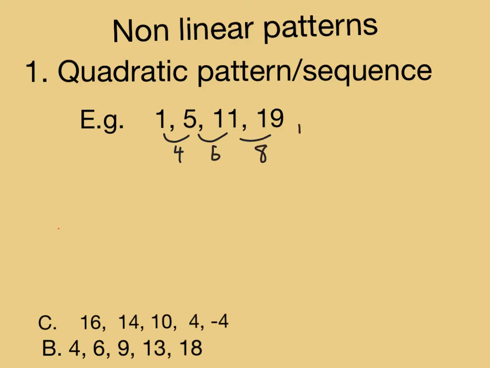Can anyone tell me what the next two terms of the sequence are? 29 and 41. Yeah, very good. So 29 because you add 10, and 41 because you add 12. Anyone not sure about that? Everyone seems to be okay with that?